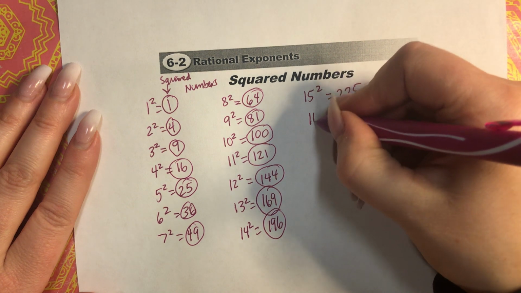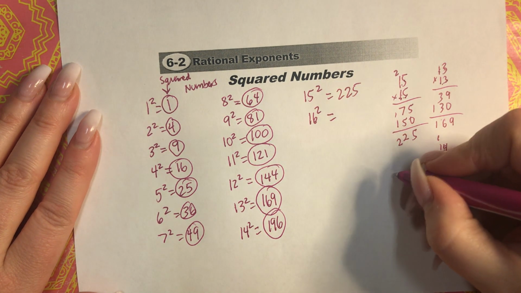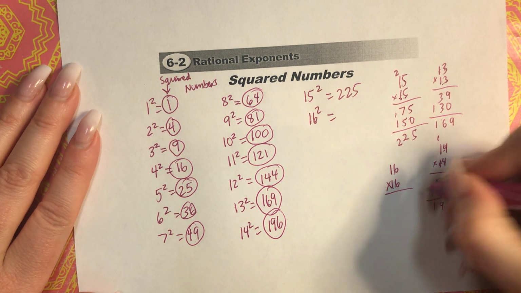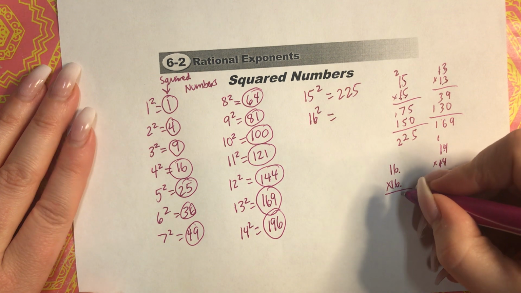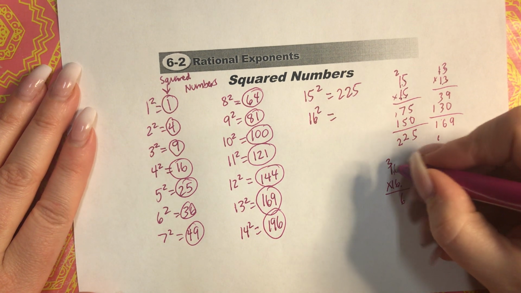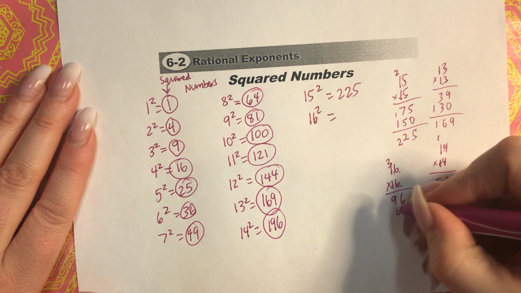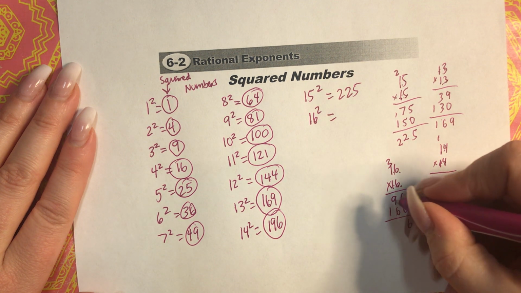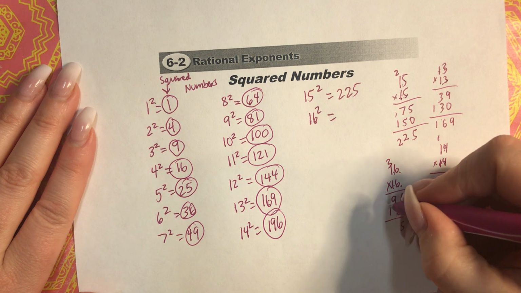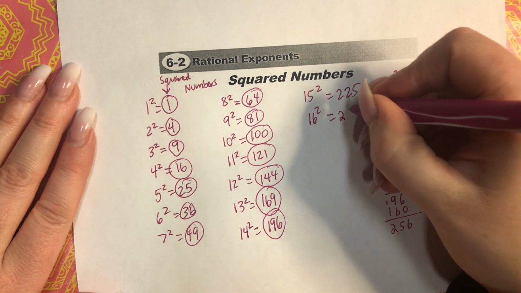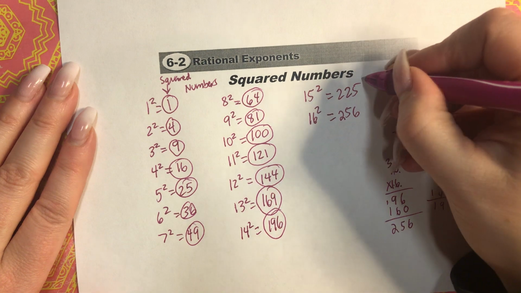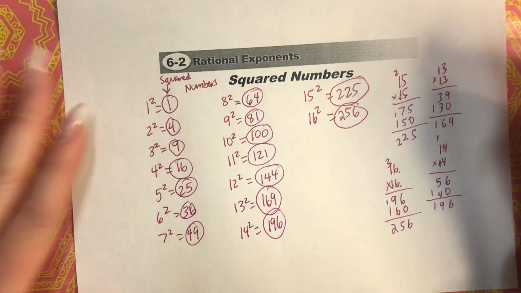And let's go 16 squared. I think that's as far as we'll go. 6 times 6 is 36, right? The 6, carry the 3. 6 times 1 is 6 plus 3 is 9. 0 for the tens place. That's 6, that's 1. We got 256. Okay, so these are all the squared numbers that we need to memorize.